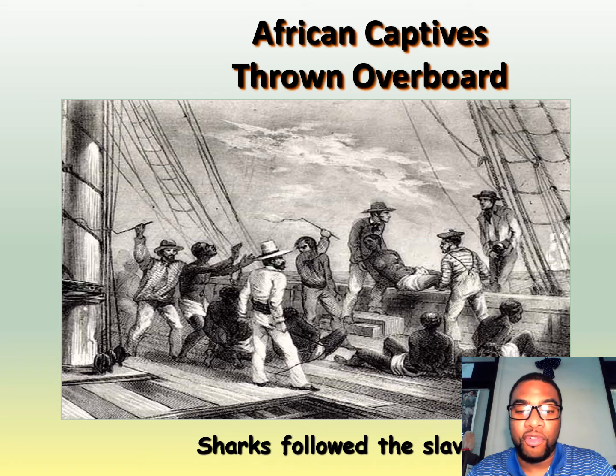African captives thrown overboard. Sharks followed the slave ships. When they had too many, or in some cases when some died on board, they would throw them overboard. Or if they knew they were not supposed to, at times when it was illegal, they were still trying to do it. And when they felt like they were about to get caught, they would, I don't know if y'all seen the scene in Shaka Zulu, but they would cuff them to each other, so to speak, with chains and throw a group of them off. So it was a really horrendous journey.